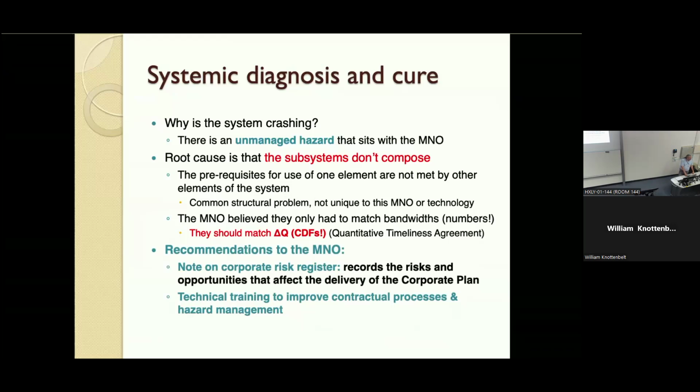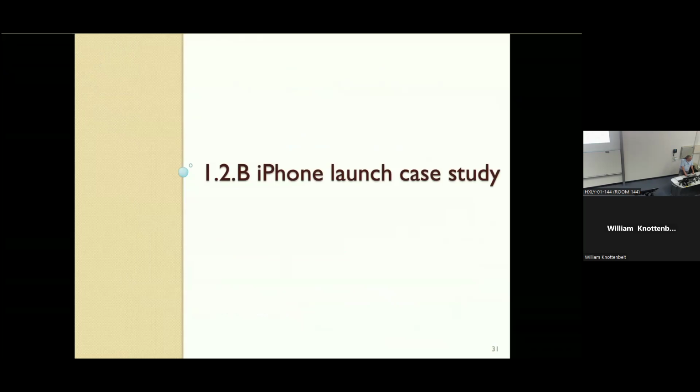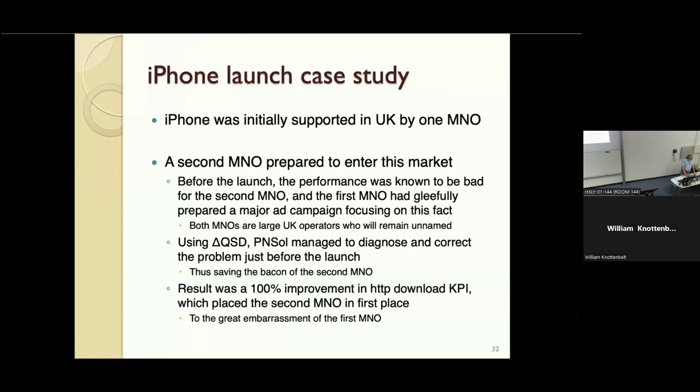case study, small cells. The second case study is a similar one, but here the delta Q exposed the tip of the iceberg, exposed a huge number of problems in the system. So this was an iPhone launch. There was an MNO in the UK who was initially supported by just one, okay, the iPhone. A second MNO wanted to also launch support for the iPhone.